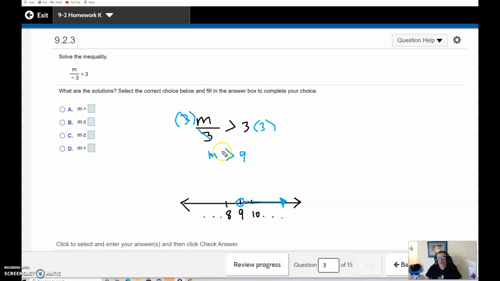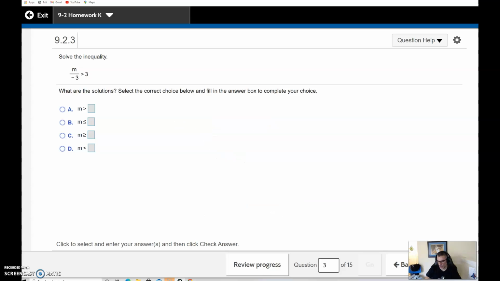Okay, that's how you would solve a normal one. But for this problem, we are dividing by -3. And when you divide by -3, we have to do something at the end. So I'm going to rewrite this correctly as the correct problem. M divided by -3 is greater than 3. All right, so let's solve this exactly the same way. Okay, let's see what happens.